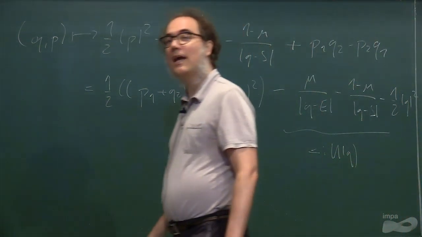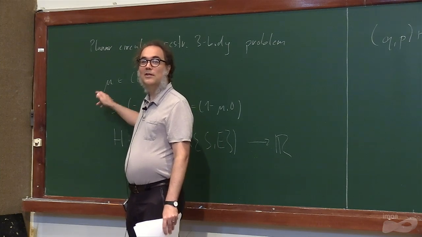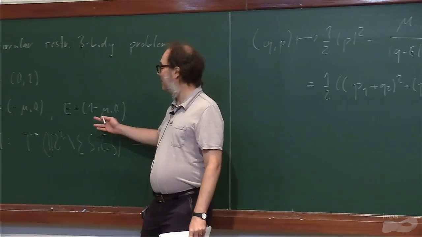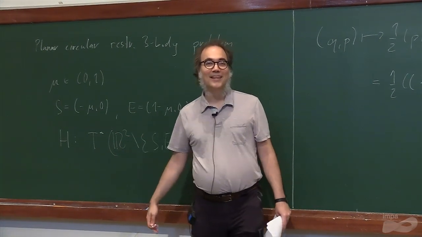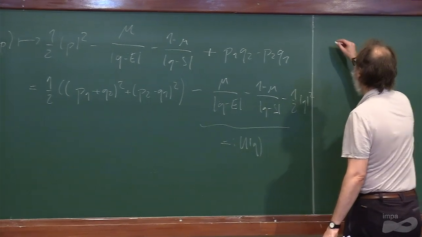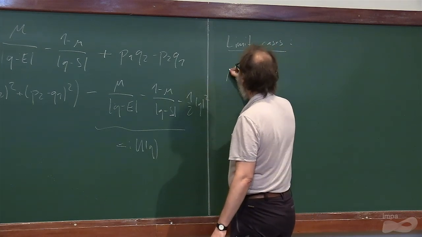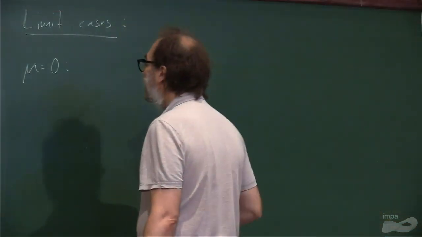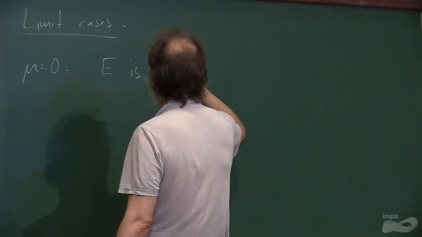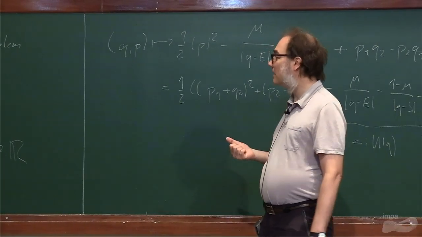The first limit case is what happens when mu goes to 0. So what does this mean? Mu goes to 0. This means the Earth has no mass anymore. So the moon is just attracted by the Sun. So we have mu equals 0, so Earth is massless. And so we have actually just a two-body problem, moon attracted by the Sun.